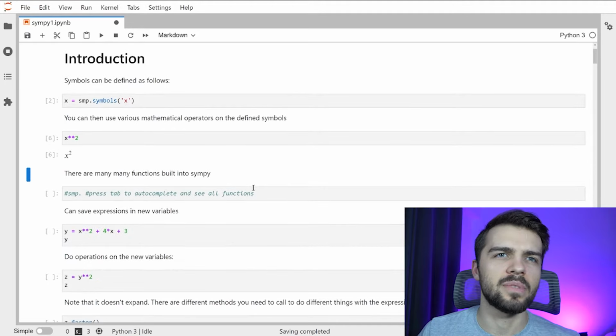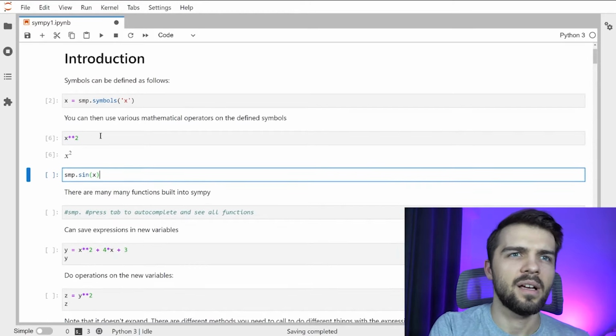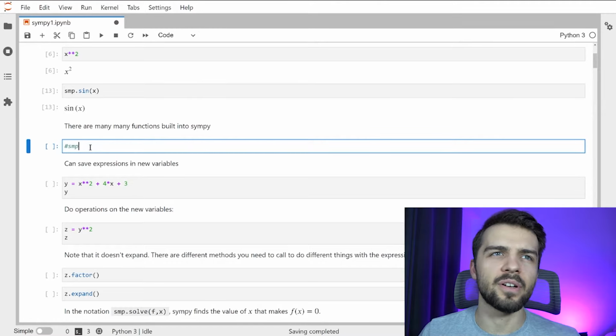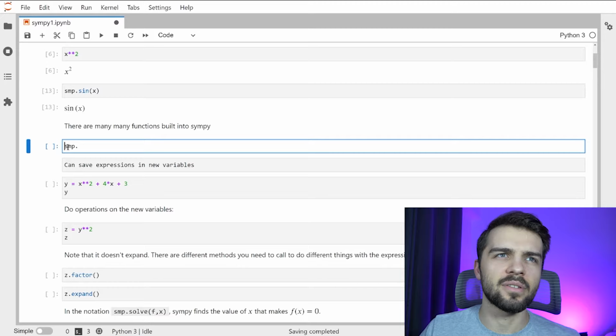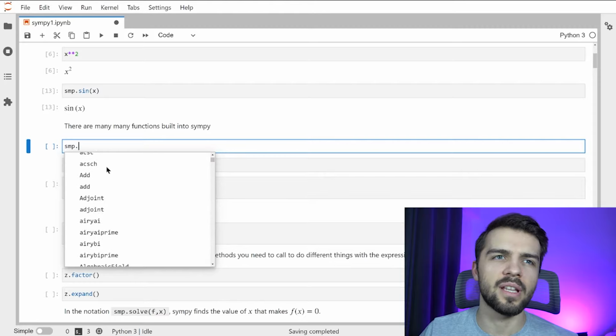And so there's a lot of different functions in SymPy. I showed sin(x) above. I'm just going to leave that there. But there's obviously a lot more functions. One way to see how many functions there are in a package, at least in Jupyter Notebook, is I can type smp dot, and then I press tab, and tab will autocomplete, and it shows all the functions that I have here.